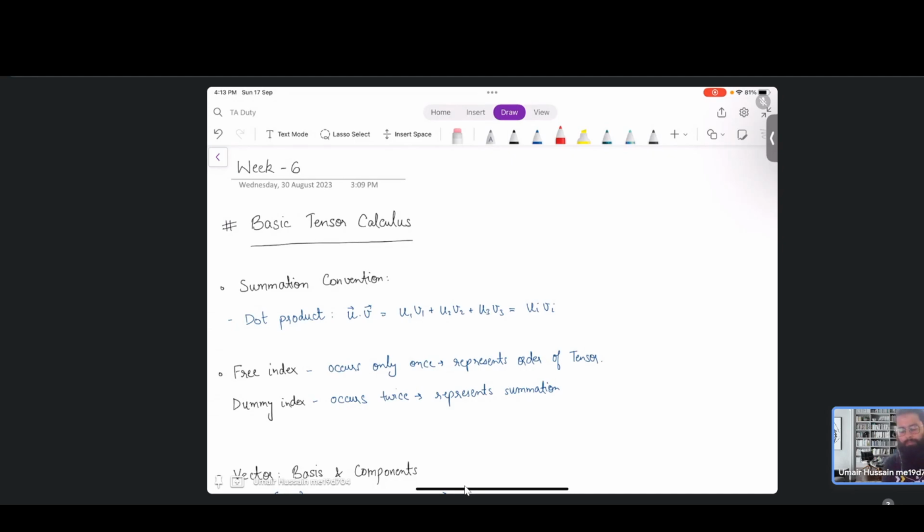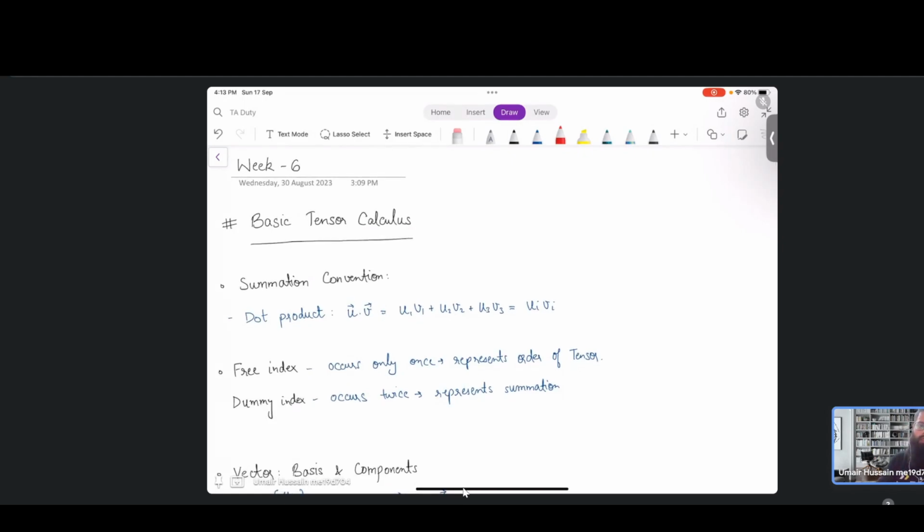But before going on with 2D problems, there is a need for a quick revision of basic calculus, basic tensorial calculus, in order to easily derive the equations, especially the weak form for 2D problems. So we'll quickly discuss what had been done in the week 6 course content, and then we'll move on to discussing some problems.